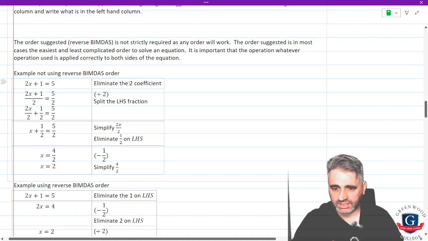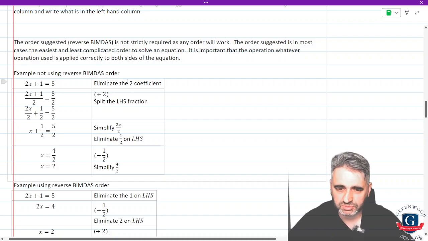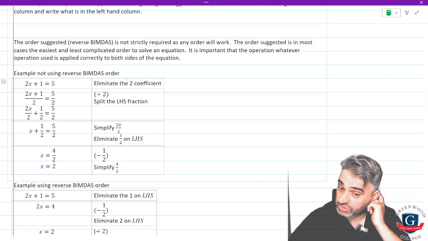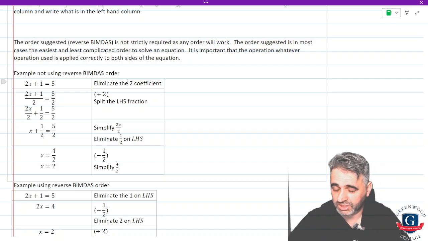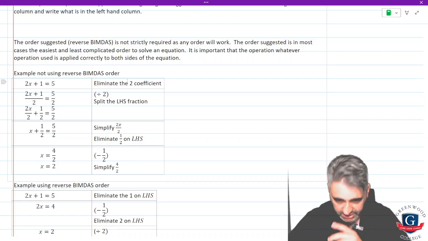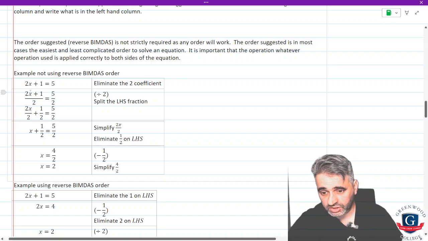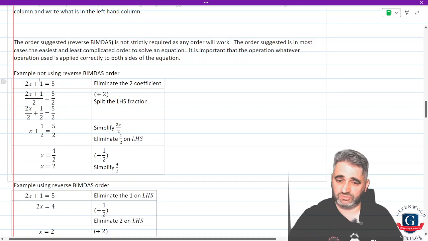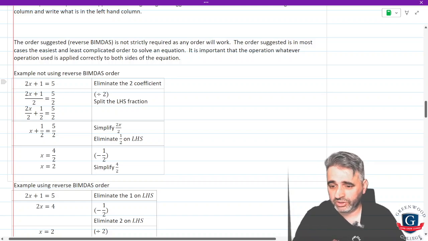Now, you don't have to do it in reverse BEDMAS order, and not all teachers will teach it that way. But let's look at a case where we don't do it in reverse BEDMAS order. We don't look at solving as unwinding an equation. So 2x plus 1 equals 5. Normally we would do the plus 1, that's reverse BEDMAS order. We're going to do the 2 first.